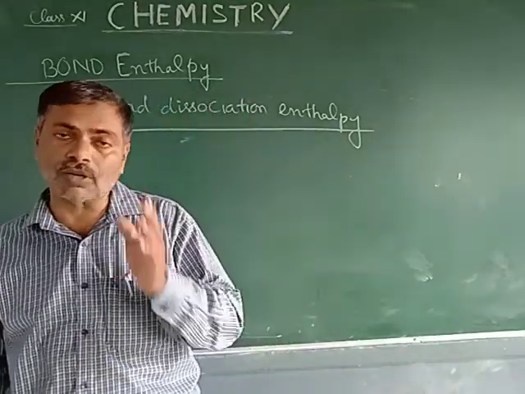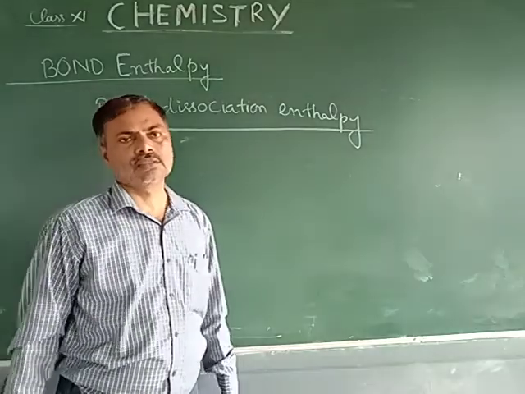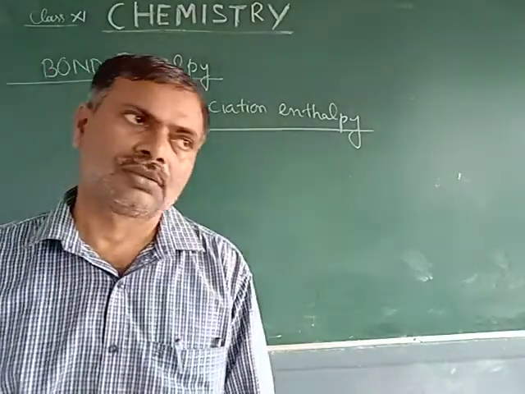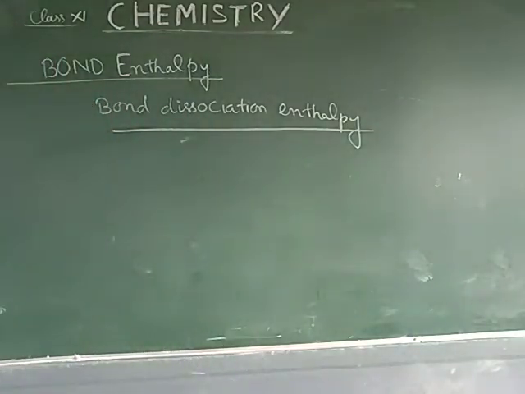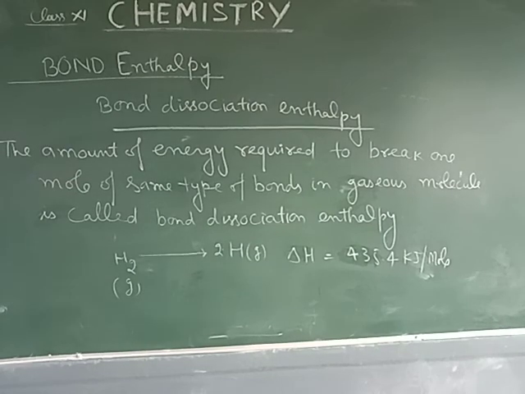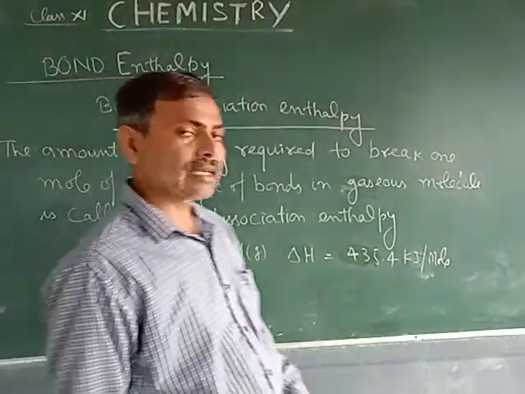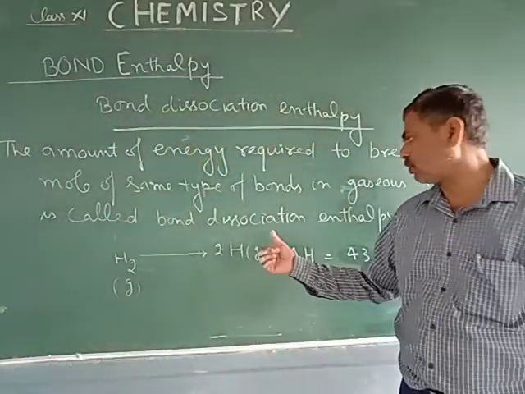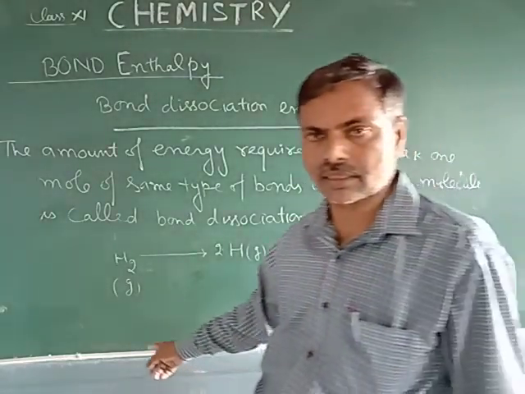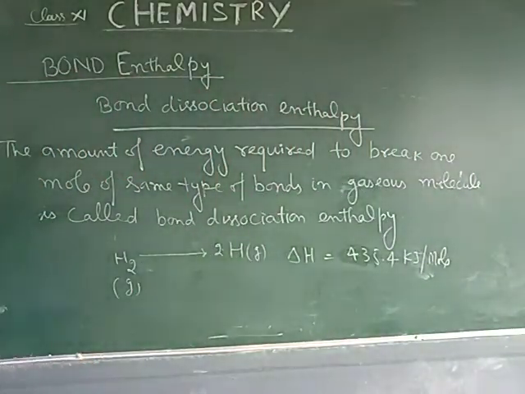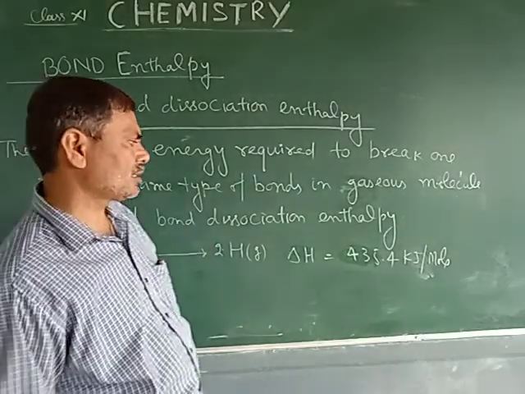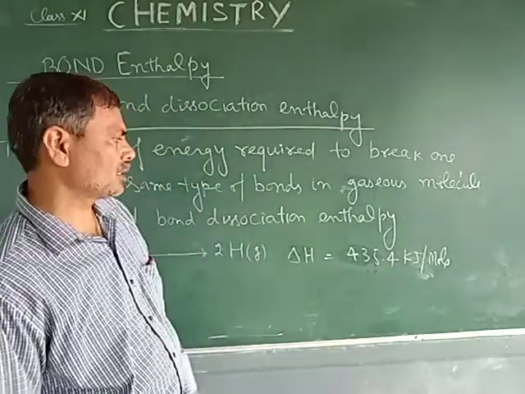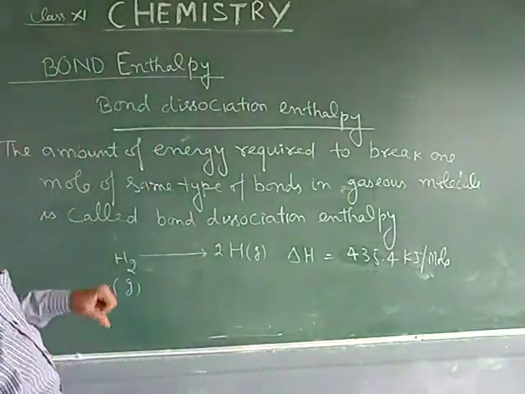of 1 mole of a molecule in a gaseous state. For example, the amount of energy required to break 1 mole of the same type of bonds in a gaseous molecule is called bond dissociation enthalpy. There is hydrogen gas, H2, in the gas state. Its bonds are broken to form 2 atoms of hydrogen, and this amount of energy is required. It is the bond dissociation enthalpy of the hydrogen molecule.